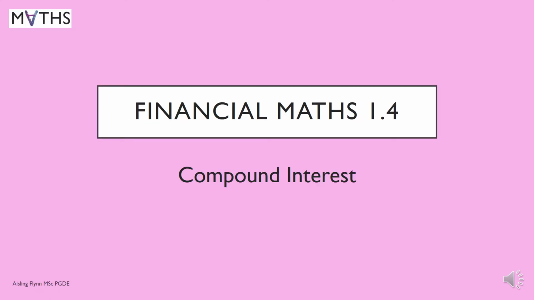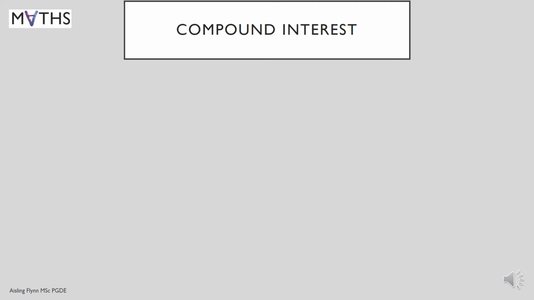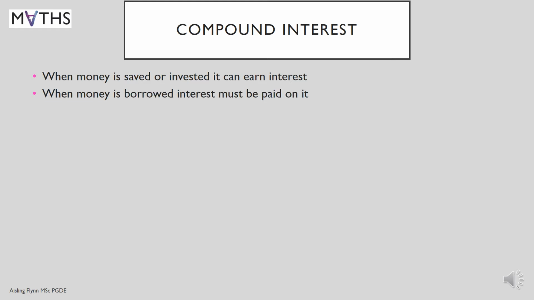This is Financial Maths 1.4, Compound Interest. When money is saved or invested, it can earn interest, so extra money. When money is borrowed, interest must be paid on it, so you pay back more than what you borrowed. To compound means to build up.